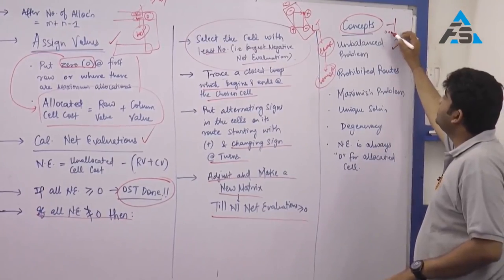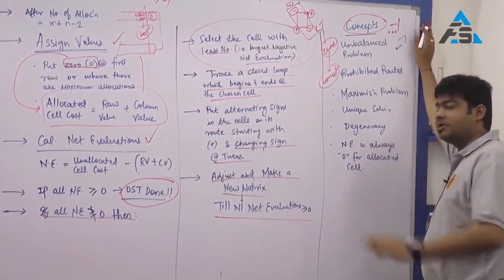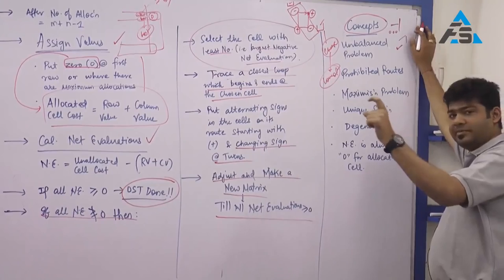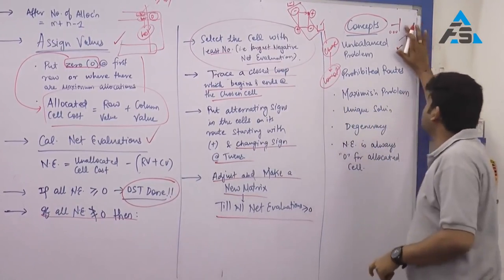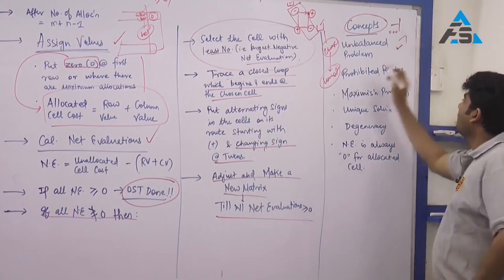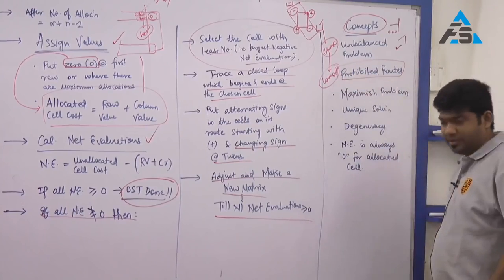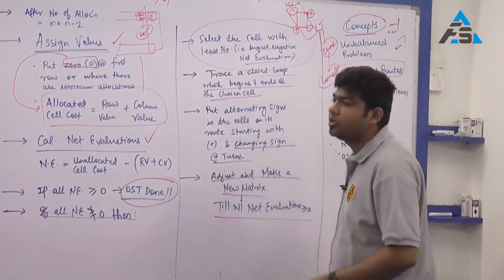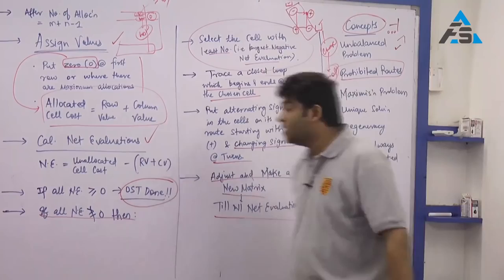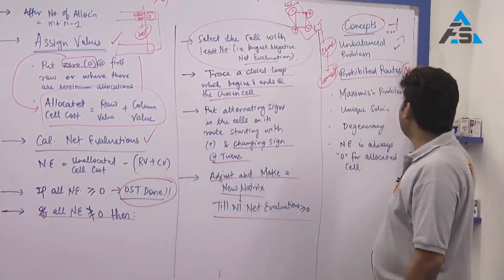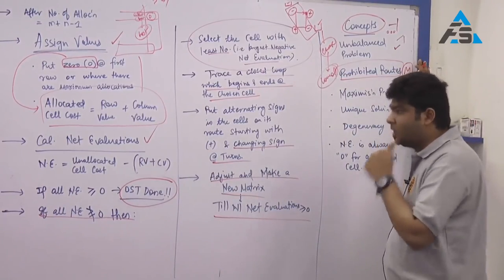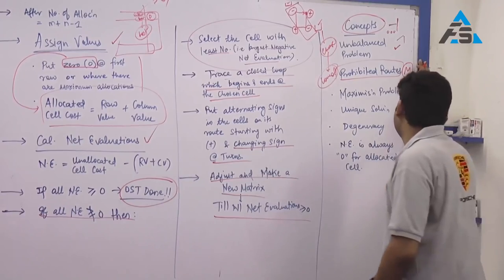The cells of the dummy row or column will always be denoted by 0, whereas the requirement or availability, whatever the difference is, we will put accordingly. Prohibited routes, again, means you are not allowed to allocate any resource there. So that will be denoted by M, a maximum number. This will never be allocated.